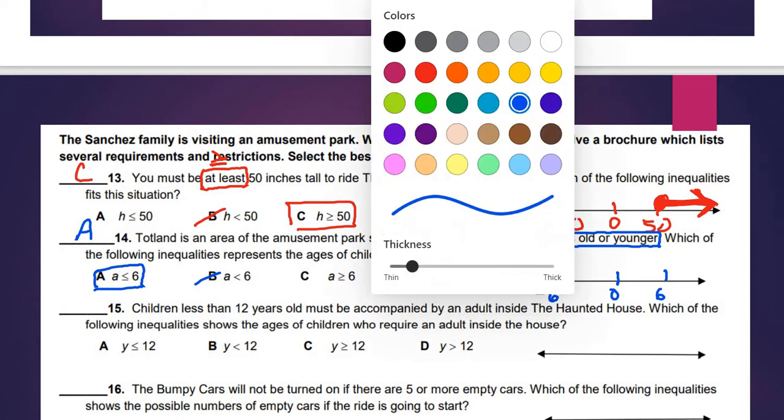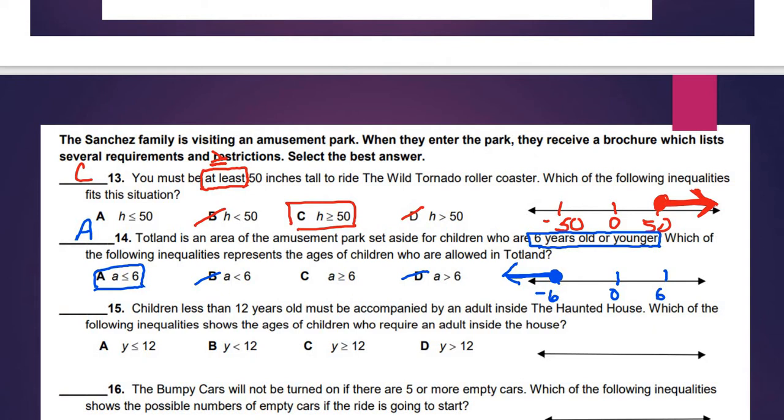Children, and let me change my color. Now children less than 12 years must be, remember, less than 12 years. Children less than 12 years must be accompanied by an adult inside the haunted house. Which of the following inequalities shows the ages of children who require an adult inside the house?